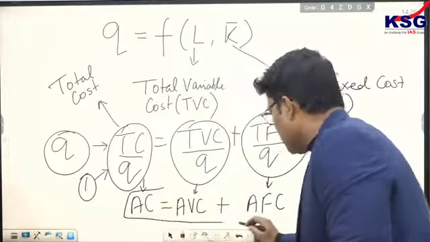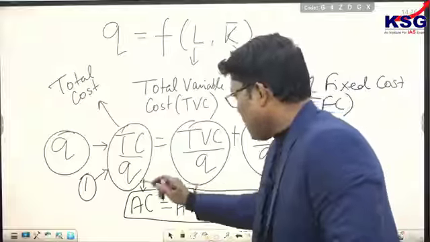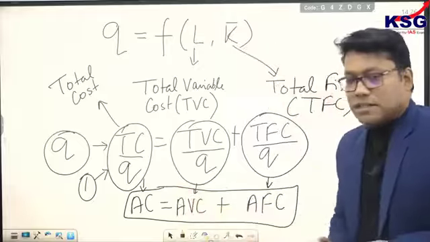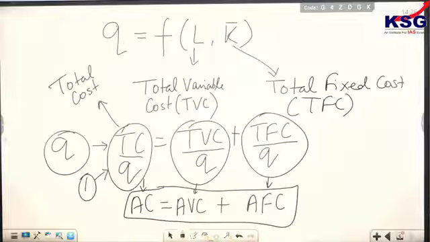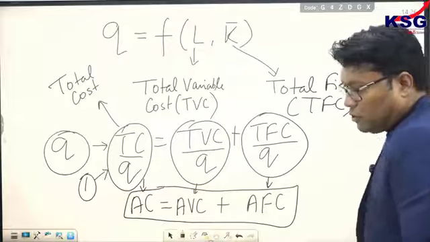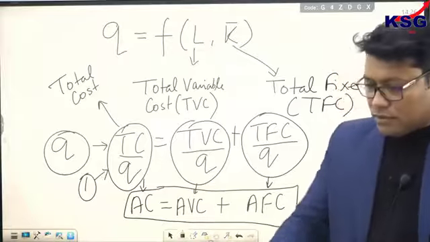These things I am trying to explain to you. Average cost is the sum of average variable cost plus average fixed cost. That you have to understand. Average cost is the sum of average variable cost and average fixed cost.